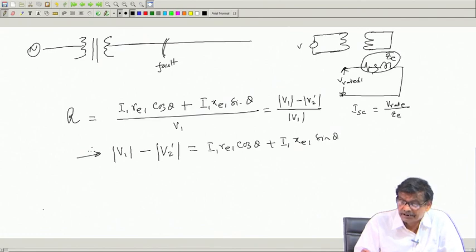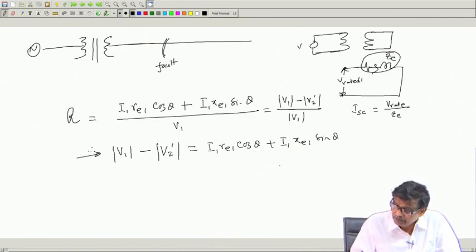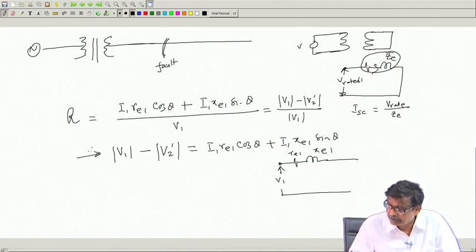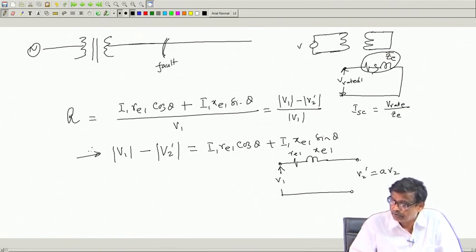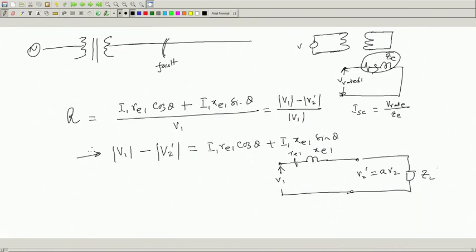For example, what I am trying to tell, this is the equivalent circuit, Re1, Xe1, this is V1 and this is V2 dashed. V2 dashed is nothing but a into V2, it is the actual voltage across the load. On this side the load is connected, some Z2 dashed. Therefore, from this formula, suppose I pose the problem in this way.